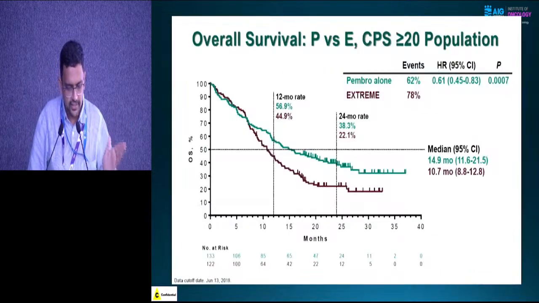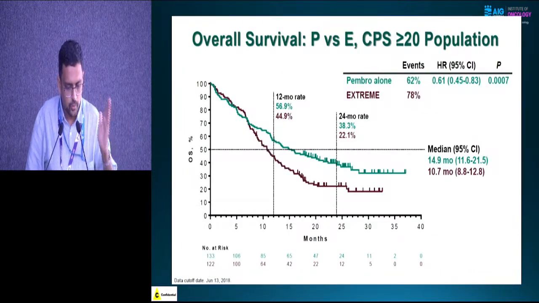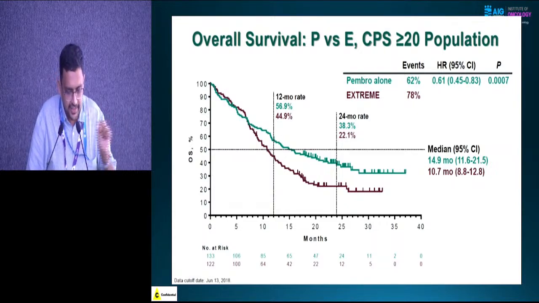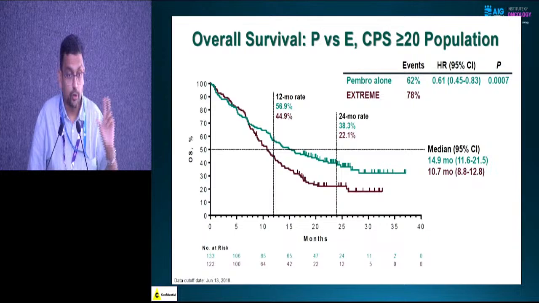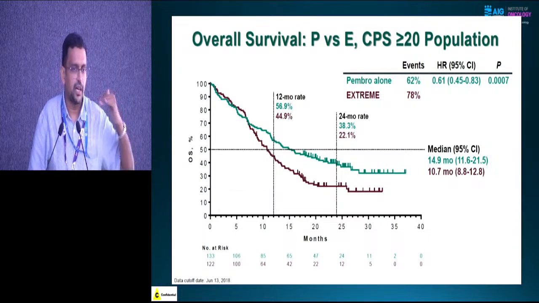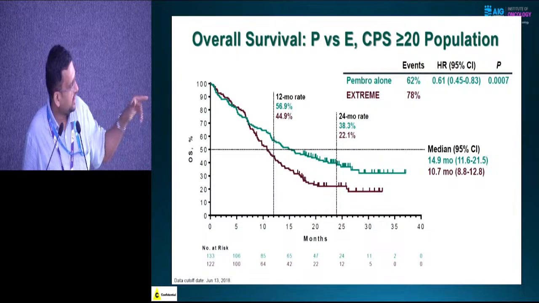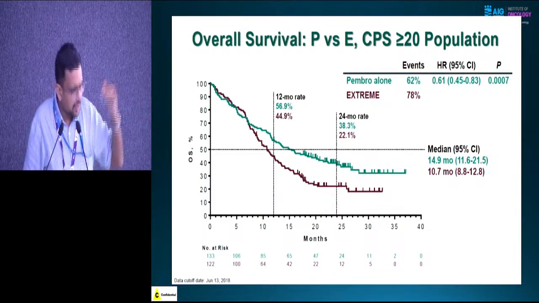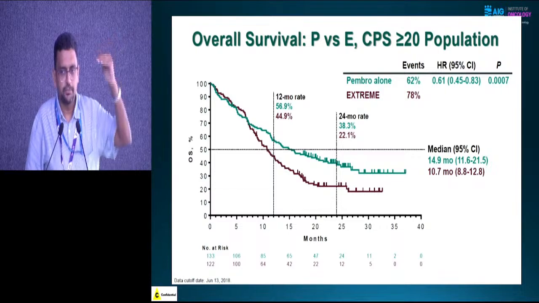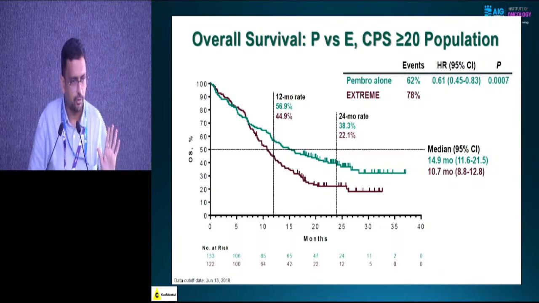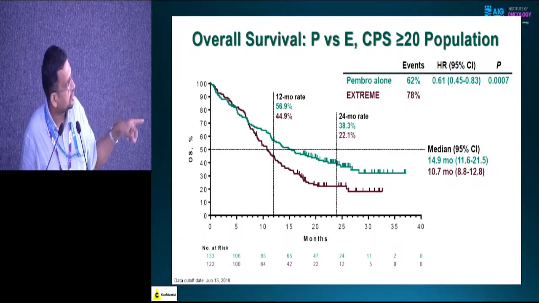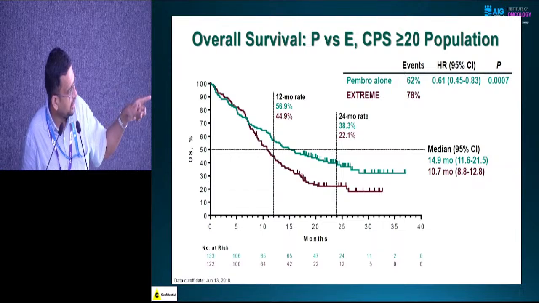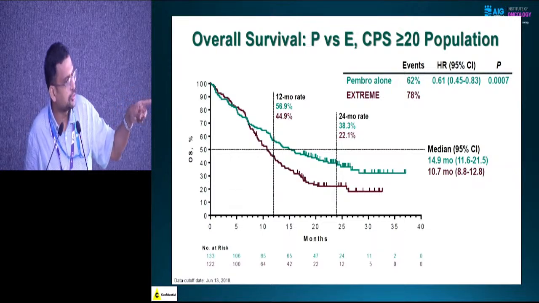When you looked at the results, now the pembro versus the chemo in that high CPS 20 arm, the monotherapy arm showed an overall survival of 10.9 months versus 14.9 months. So your bar, remember, EXTREME was 10.1. Here it was 10.7, similar, and 14.9. So a big jump. This, I think, is something we should all be happy about. Keen observers will note the curves cross, so the immuno arm actually starts doing better as you go forward.